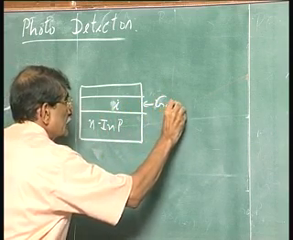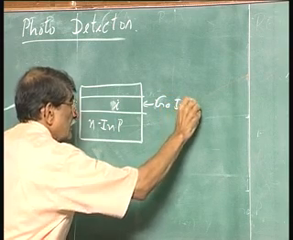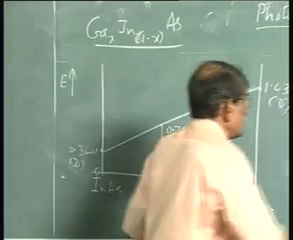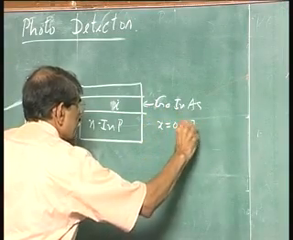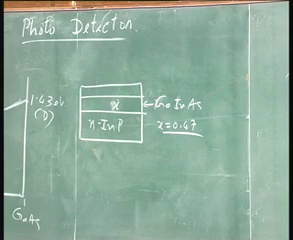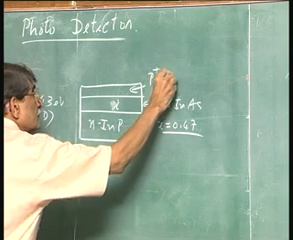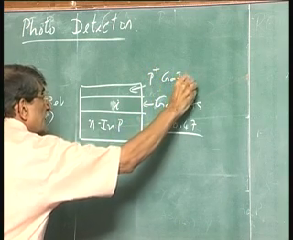indium gallium arsenide of this composition, where X is 0.47. If you choose that, you get a band gap of 0.73, 0.75 electron volts, and this will be P plus gallium indium arsenide.